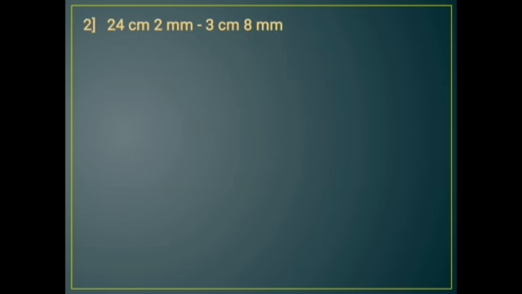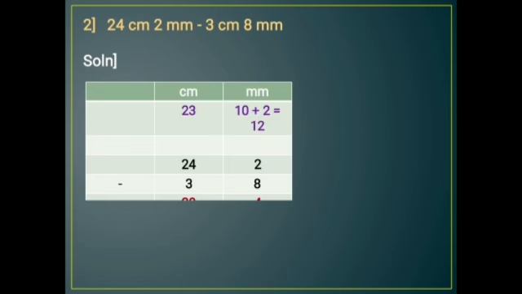Next, second, 24 centimeter 2 mm minus 3 centimeter 8 mm. So here, we will draw the two columns, 24 centimeter 2 millimeter, 3 centimeter 8 millimeter. So 2 minus 8 we cannot do, so again we are going to borrow from 24. 24 becomes 23 and 1 centimeter is 10 millimeter.